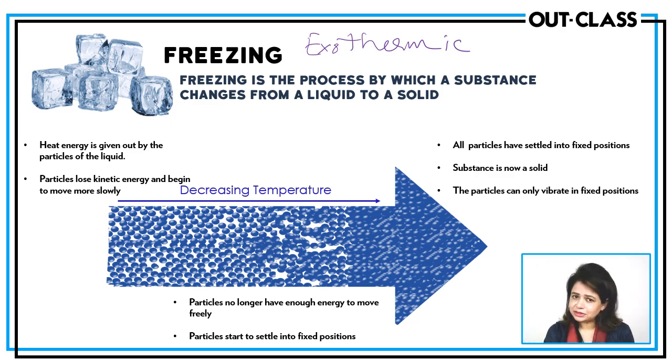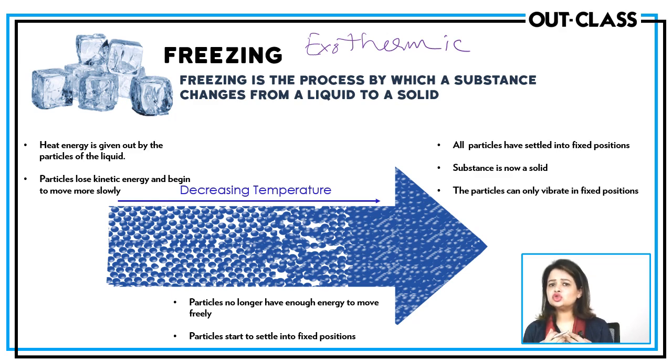So what happens in freezing? You cool a liquid. When a liquid is cooled, its particles lose kinetic energy. They lose energy to the surroundings. They start moving slower. When they start moving slower, the forces of attraction between the particles become stronger. They come nearer, and at the freezing point, they come so near and the forces of attraction become so strong that they become fixed to their places.